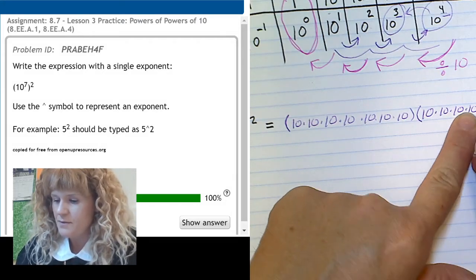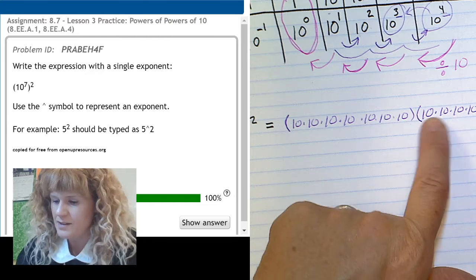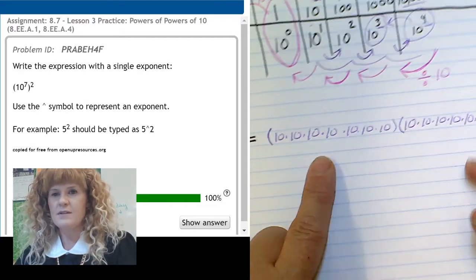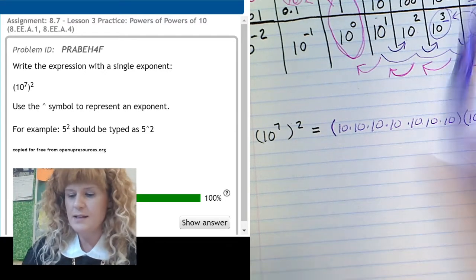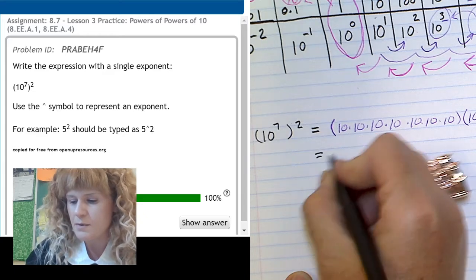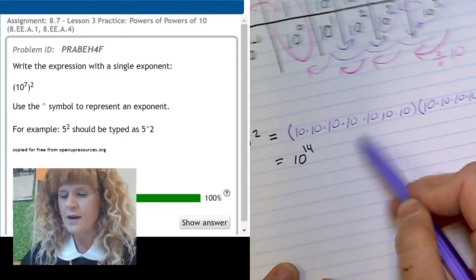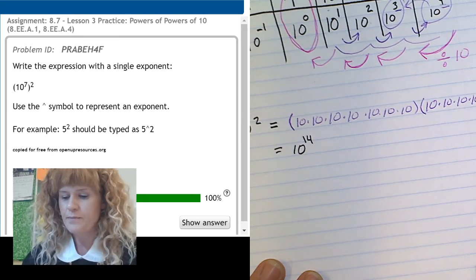1, 2, 3, 4, 5, 6, 7. Oh, exhausting. There, that's 10 to the 7th squared. You can count up the tens and easily see this equals 10 to the 14th. You can write it out in expanded form and then count up the tens.